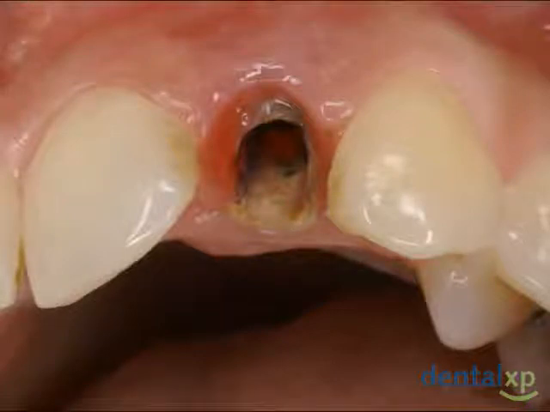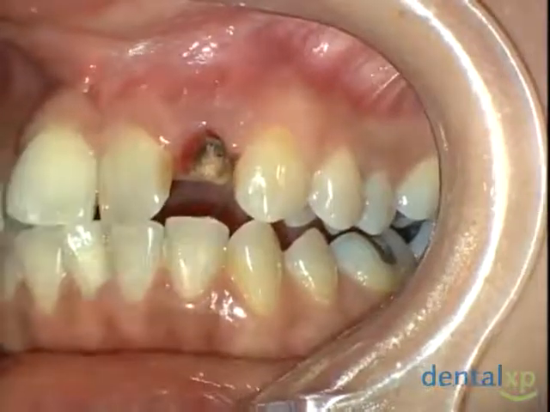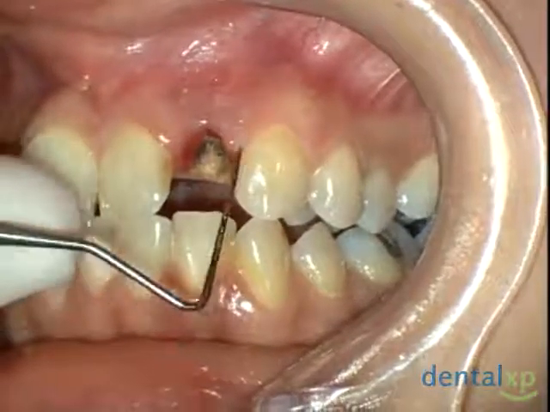As you can see from the slide, tooth number 10 was decayed beyond the gingival margin, and the decay went down into the canal space, leaving this tooth unrestorable.